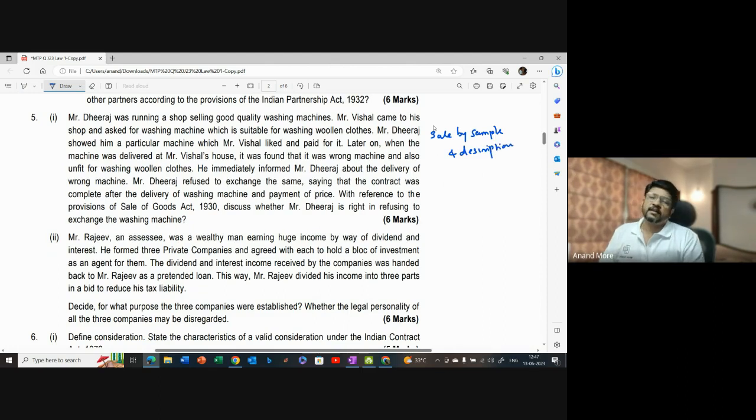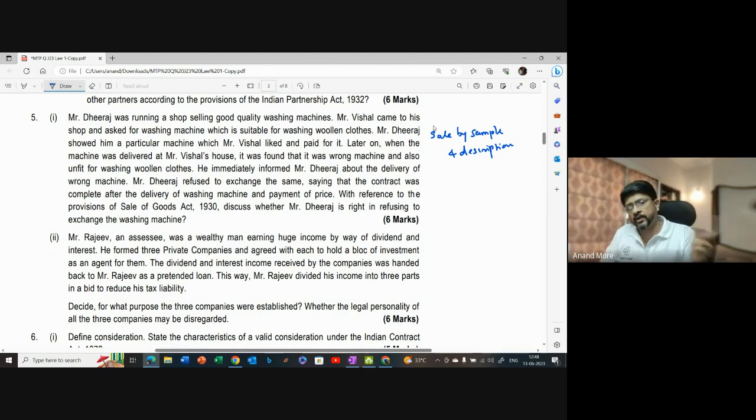In that case, the implied condition states that such goods should be matching with the sample, matching with the description. If they are not matching, in that case, it's an implied warranty. Sorry, it's an implied condition. Since it's an implied condition, that means the contract can be rescinded, or he can demand the money back, or he can specify that he wants a replacement of the machine. So these are the options which are available to Mr. Vishal. I'm repeating again, this is the question of sale by sample or sale by description. This is covered by an implied condition.